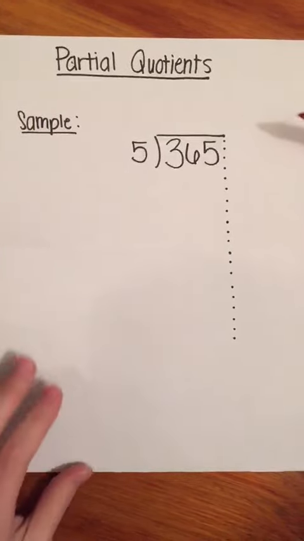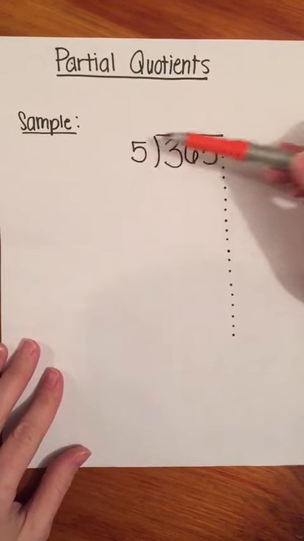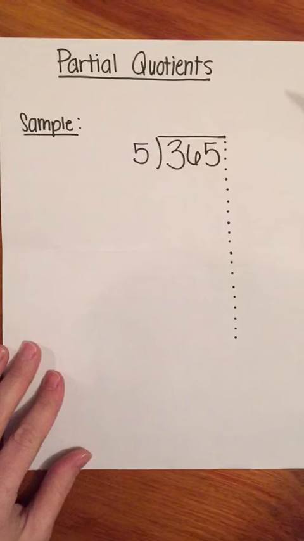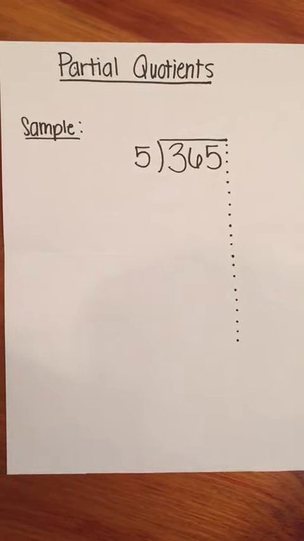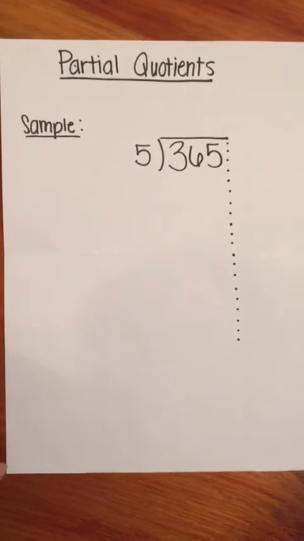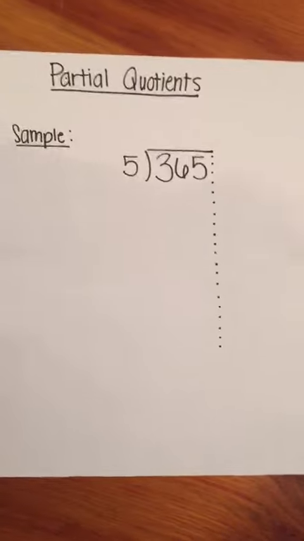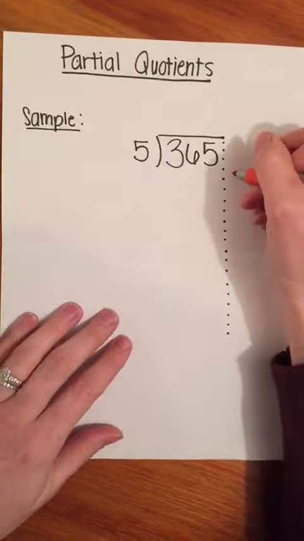So you want to set your problem up with your dividend underneath the bar and your divisor on the outside. Now for 365, not a lot of people know that it's easily divisible by 5. So what you can do is pick a random 5 fact that you know. This would be a number that's pretty large that ends in a 0. So I'm going to pick a random fact. I'm going to start with 40.